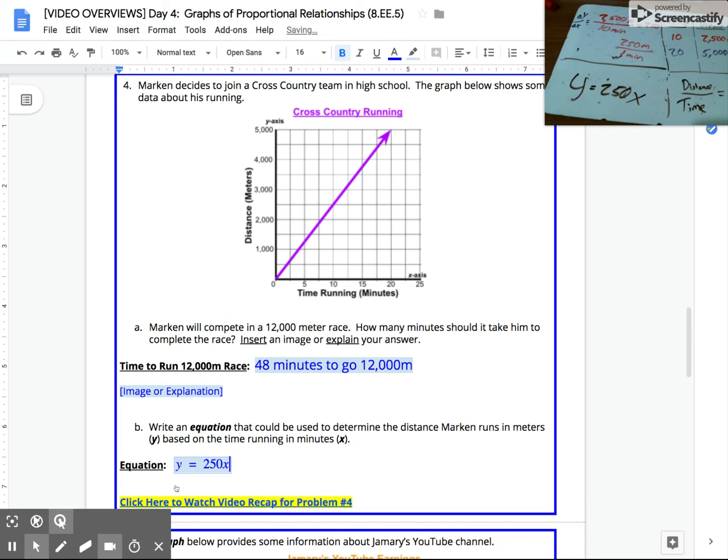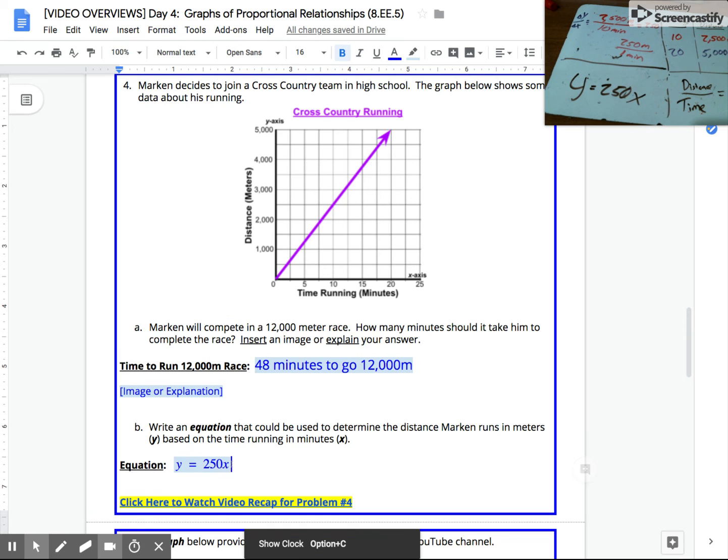And you may see this y equals kx is what Mr. Neville would have said last year. We'll start calling this a y equals mx equation, which we see every time the graph is proportional.